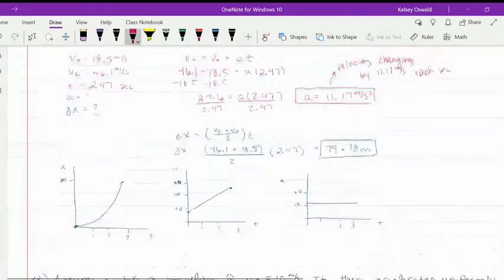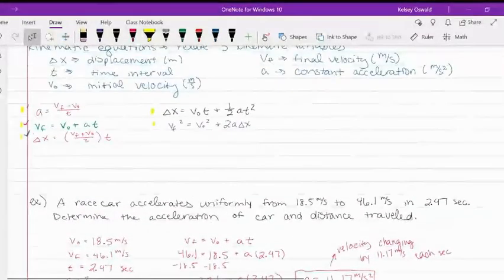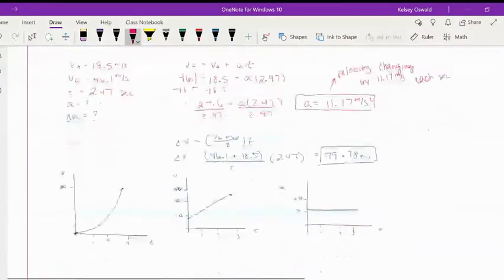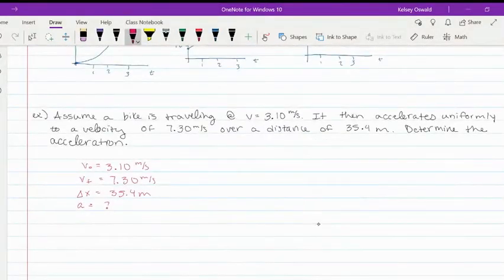So we want to see what equation we know that has these 4 variables in it. If we scroll back up to our list of equations, we want to see which one has final velocity, initial velocity, acceleration, and displacement. That is going to be this last equation here in purple. Okay? So we're going to want to use the equation that our final velocity squared is equal to our initial velocity squared plus 2a delta x.